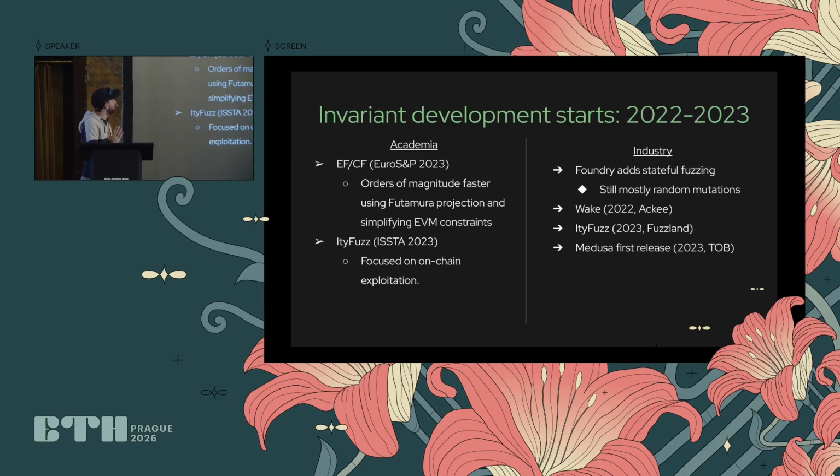Okay, so in the next 2 years we have the industry offering more and more refined tools. We have Foundry adding stateful fuzzing, but still mostly random inputs. And we have other tools joining: Wake, ETHFuzz, and Medusa; they have releases in this period. The EDFAS one is particularly interesting, from Fastland, because they also published a paper more or less at the same time, and it's only focused on on-chain exploitation.